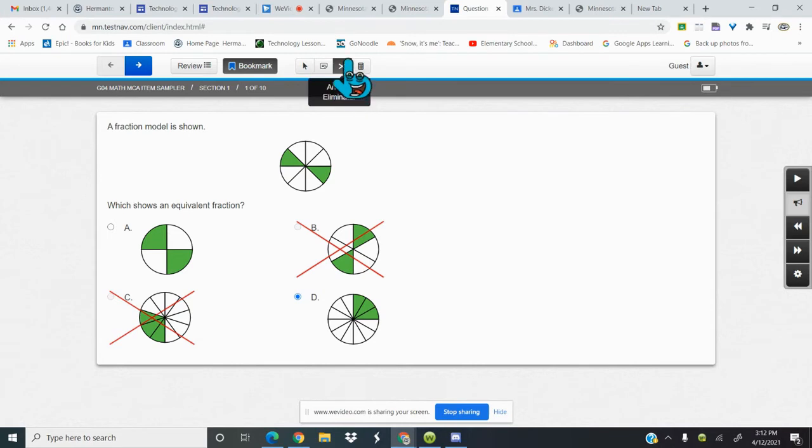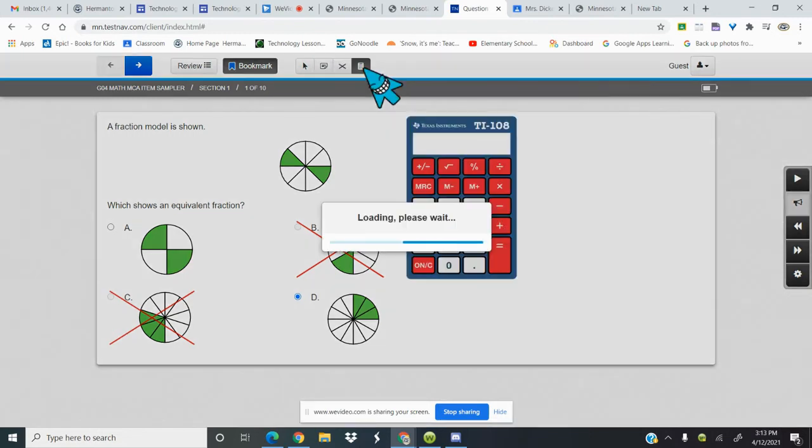Sometimes that X out button disappears and goes away, or the answer eliminator goes away and you can't use it at all on certain problems like graph problems. I'm not sure what else they would not let you use it on, but I know graphing is one that wouldn't have an answer eliminator on. And then you have a calculator. Most of the problems, the calculator will show up.